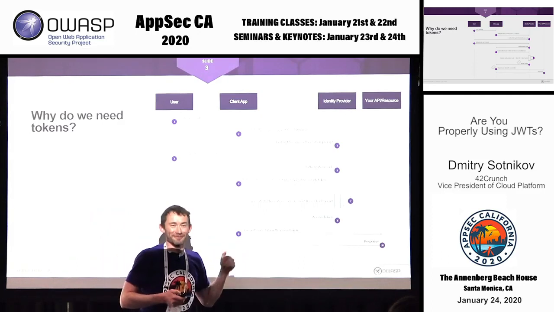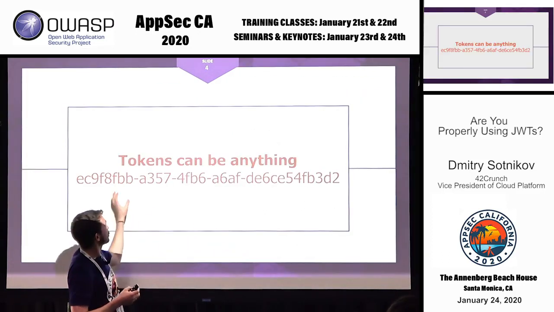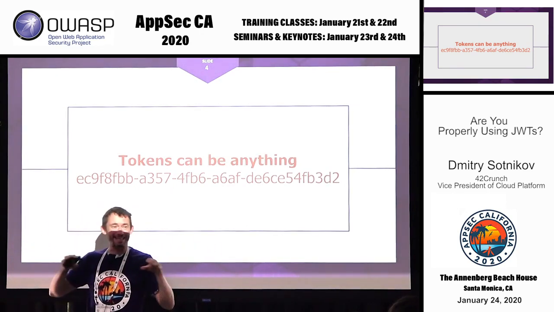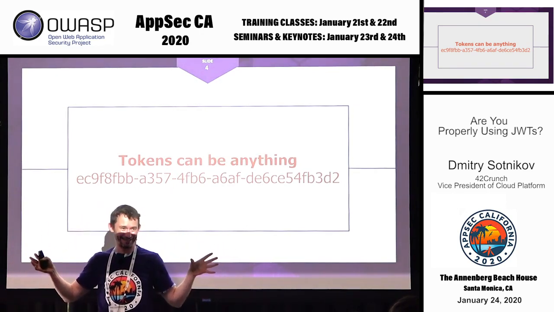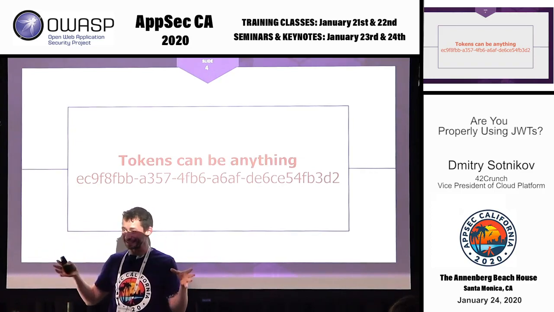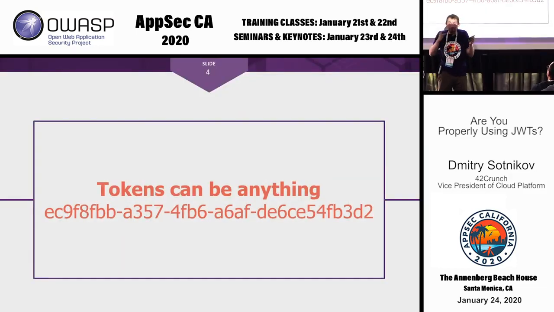Oh, and obviously API response, hopefully. Anyway, and tokens can be anything, right? So basically, actually, the OAuth standard doesn't say anything about tokens. That's an interesting thing. The way that OAuth as a standard has been implemented, it doesn't say what tokens are. It can be whatever, right?